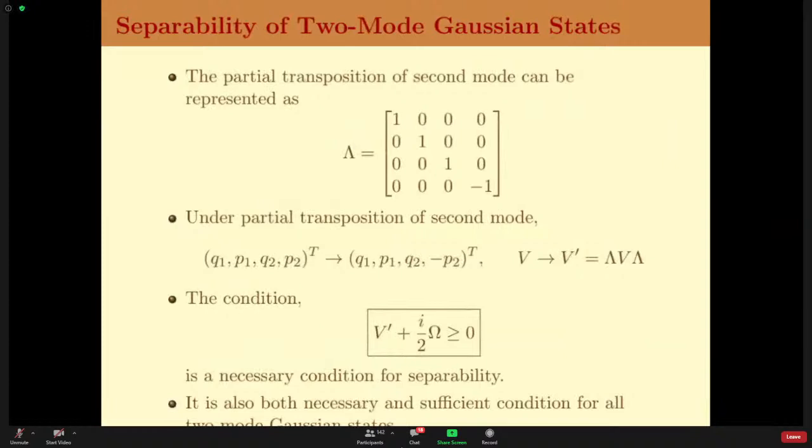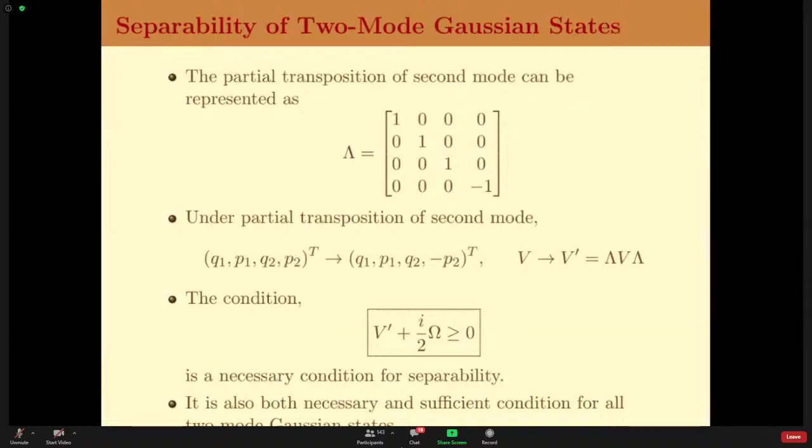Okay. So in the system of a two-mode Gaussian state, the partial transposition of the second mode can be represented by the matrix given here. So it's a diagonal matrix. The last element is -1, and the other three diagonal elements are 1. So under partial transposition, the vector whose components are the quadrature operators is transformed into this, where the first three elements remain unchanged, and the sign of the last element is changed. And under this partial transposition, the covariance matrix V is transformed into V prime, and its expression is given here.